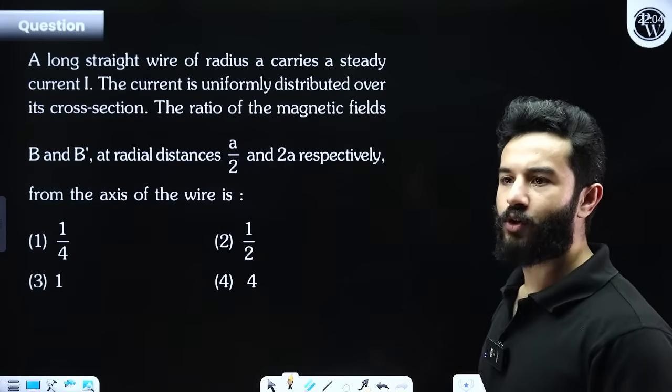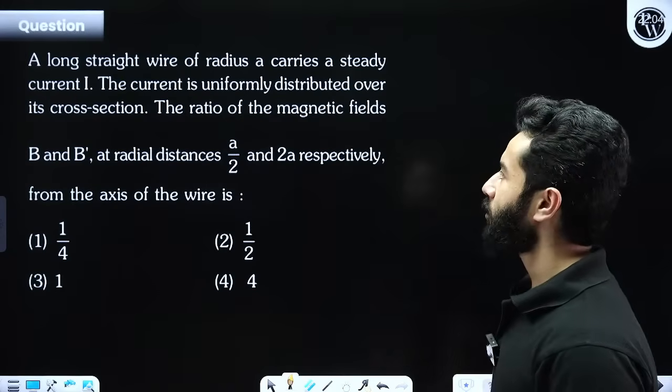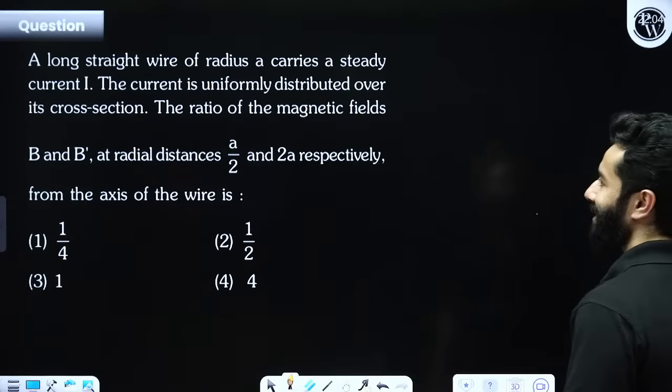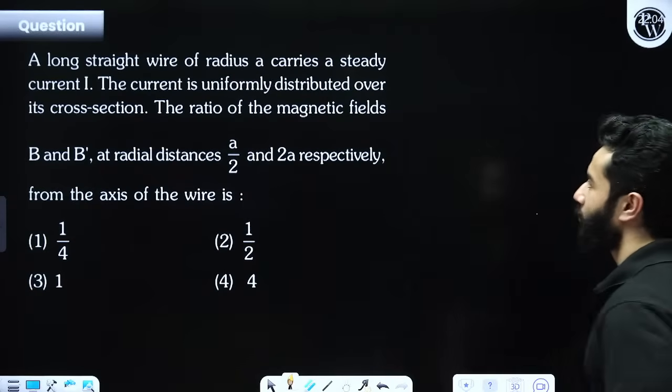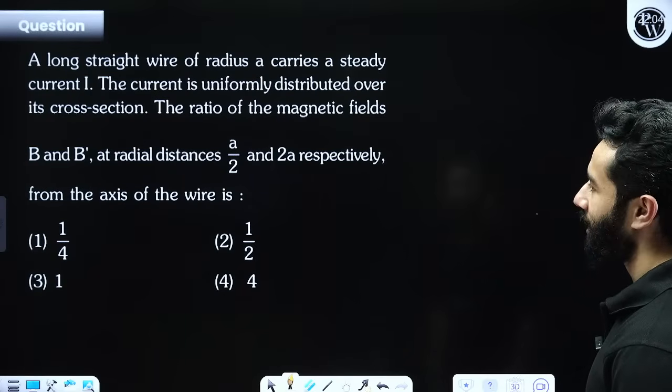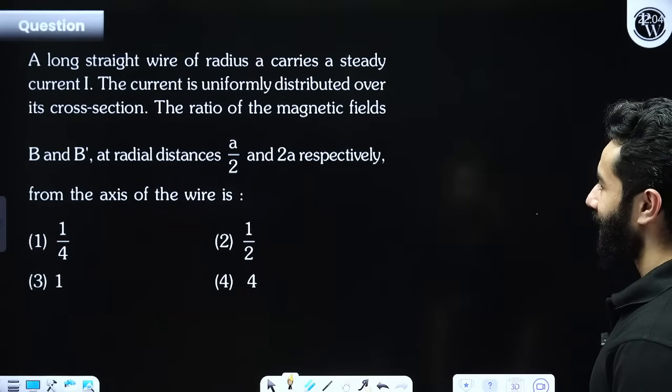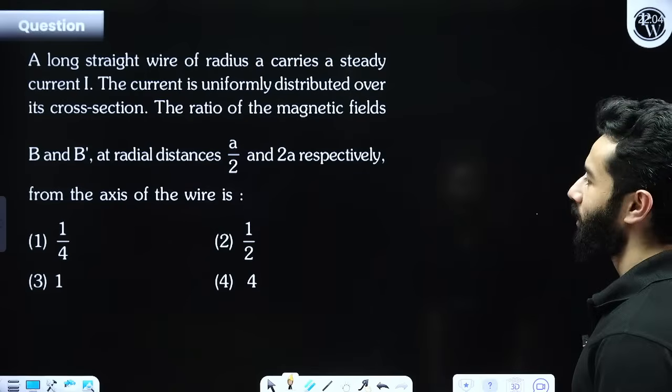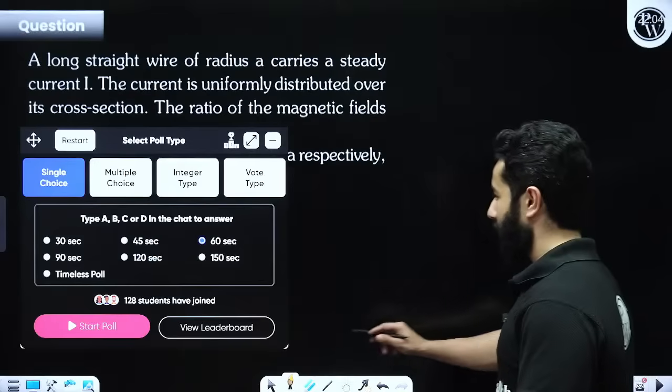Chalo Mohan, this is for you then. A long straight wire of radius A carries a steady current I. The current is uniformly distributed over its cross section. The ratio of magnetic field B and B dash at a radial distance of A by 2 and 2A respectively are. Chalo, this is for you.